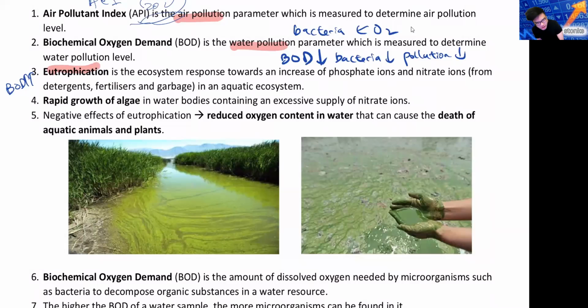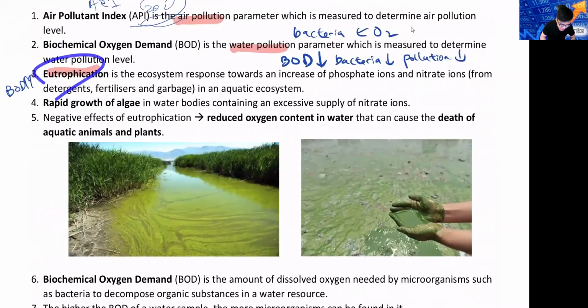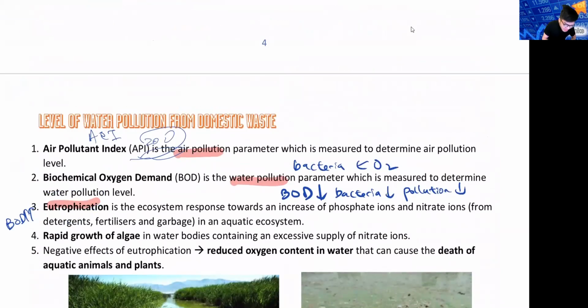Okay, eutrophication. So what is eutrophication? Let me find a space and describe it to you. If you have, let's say, a lake nearby. This is a lake, tasik. If you are a farmer, you're trying to plant something here. Let's say this is your plantation.